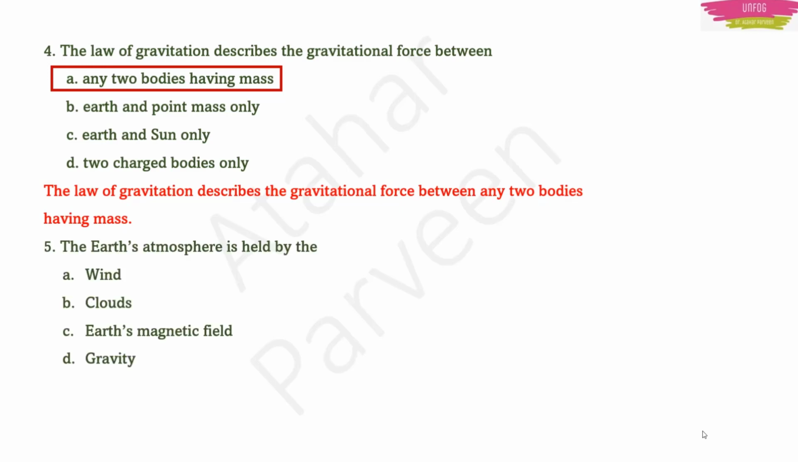Next question. The Earth's atmosphere is held by the. Of course, the Earth's atmosphere is held by the Earth's gravity, or else that atmosphere would have gone into space. That atmosphere is around our Earth only because of Earth's gravity. That gravity is attracting that atmosphere. That's why it is staying around the Earth. So, option D will be the right answer.